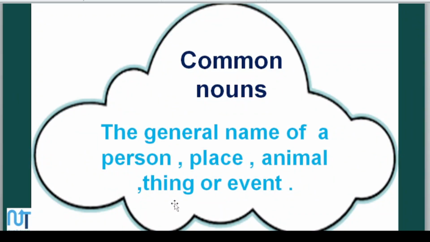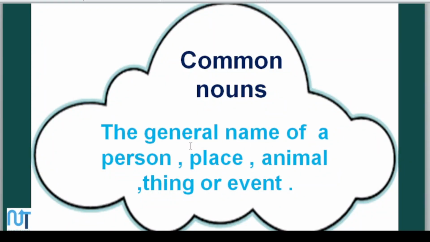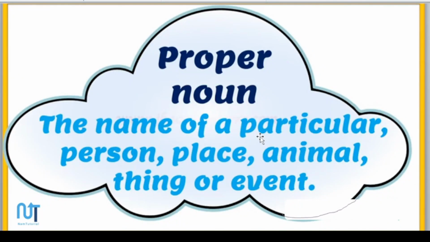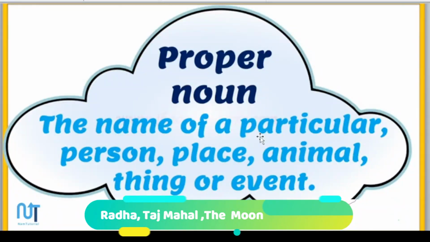Now let's define them. What is a common noun? The general name of a person, place, animal, thing, or event is a common noun. It is a general name. Okay, children? Now, the proper noun. The name of a particular, specific person, place, animal, thing, or event is a proper noun. Okay? I think you're a bit confused. Don't worry. Let's take a few examples to understand it.